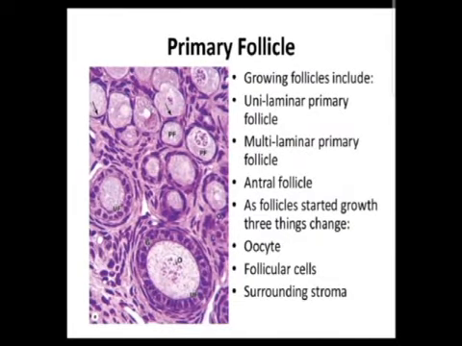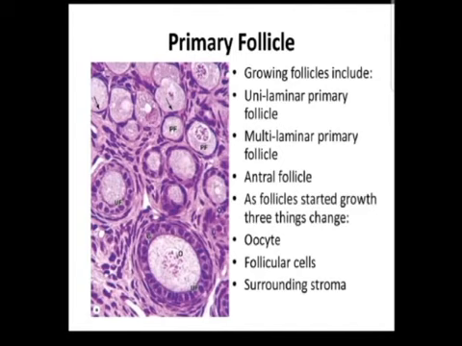As regards the primary follicle, these are the growing follicles, and they include the unilaminar primary follicle and the multilaminar primary follicle. Primary follicles are of two types. As follicles start growth, three things change: the oocyte changes, the follicular cells change, and the surrounding stroma changes.